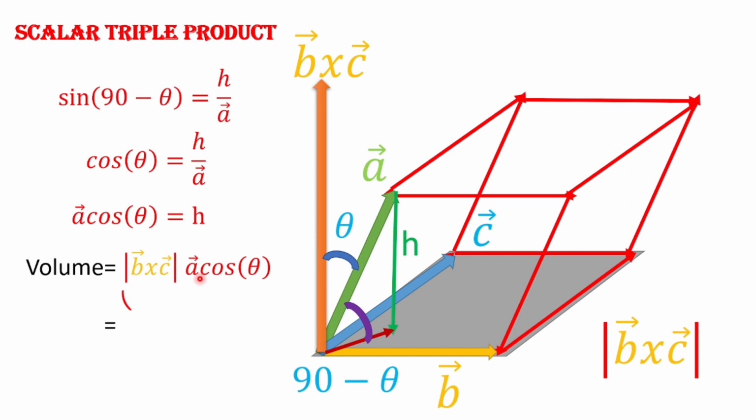This is none other than b cross c dot a. So we can easily say that the volume of the parallelepiped is the scalar triple product, and this is a scalar quantity because b cross c is a vector and if we dot a vector with a vector, we get a scalar product.